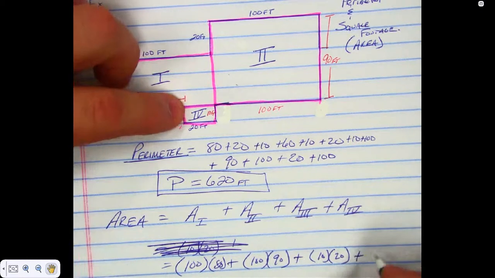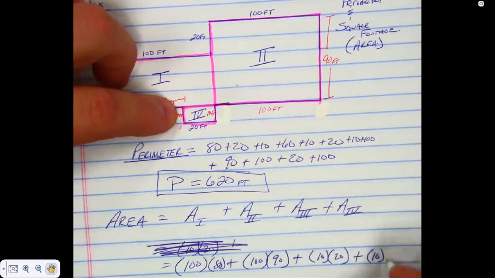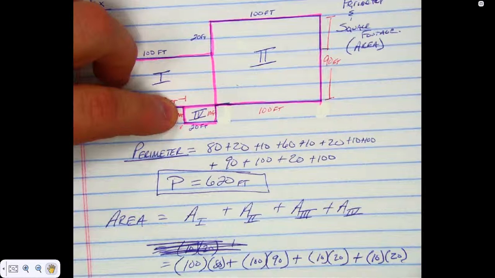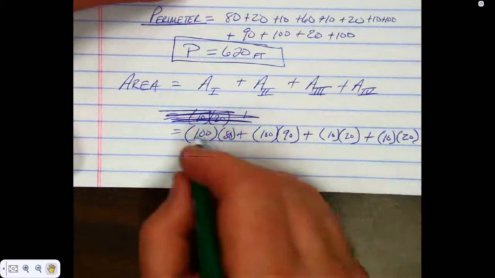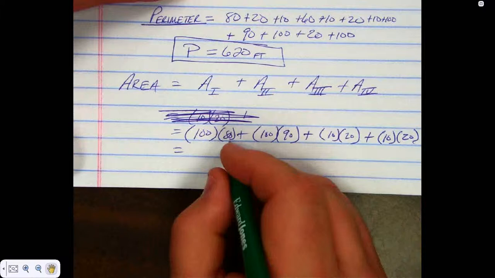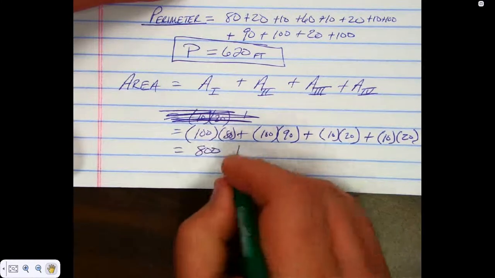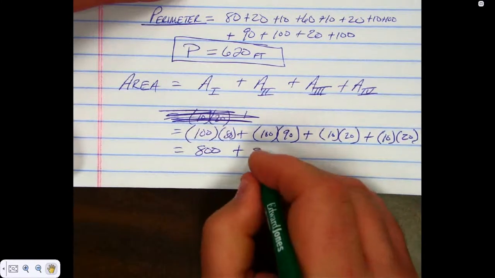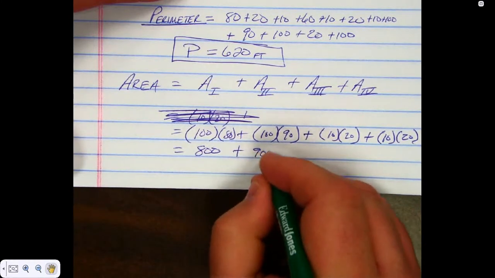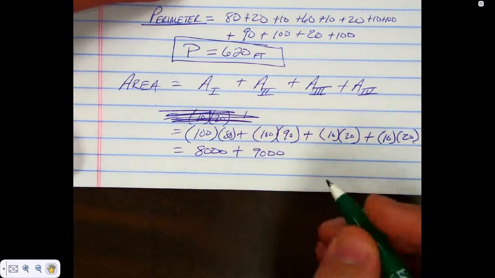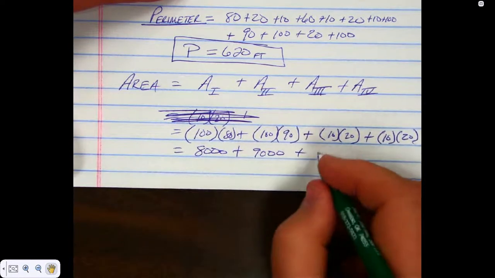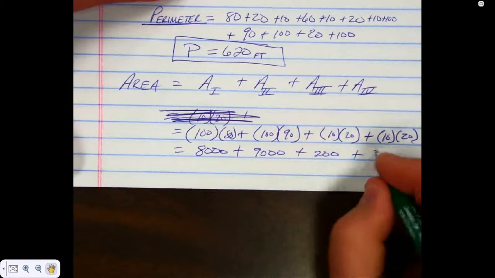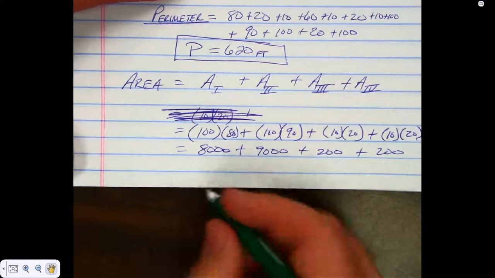Region 4, 10 times what? 20. No one leaves until I'm done. Now, what do I get here? 100 times 80 is 8,000, plus what? 9,000, right? Yeah. 9,000 plus what? 200, plus what? 200.